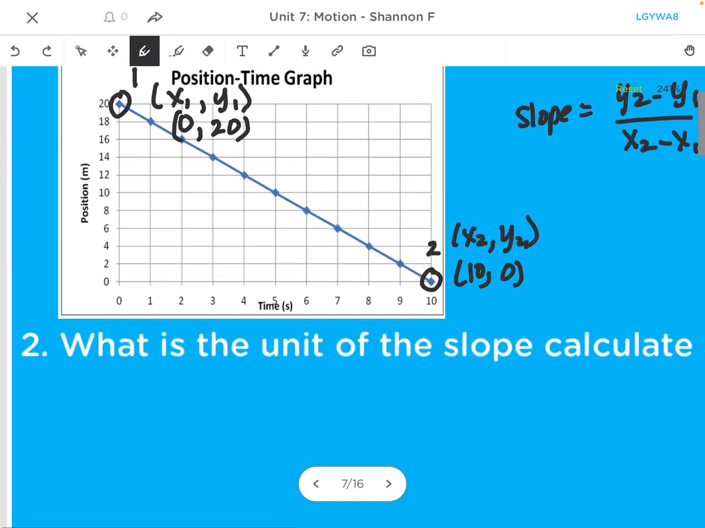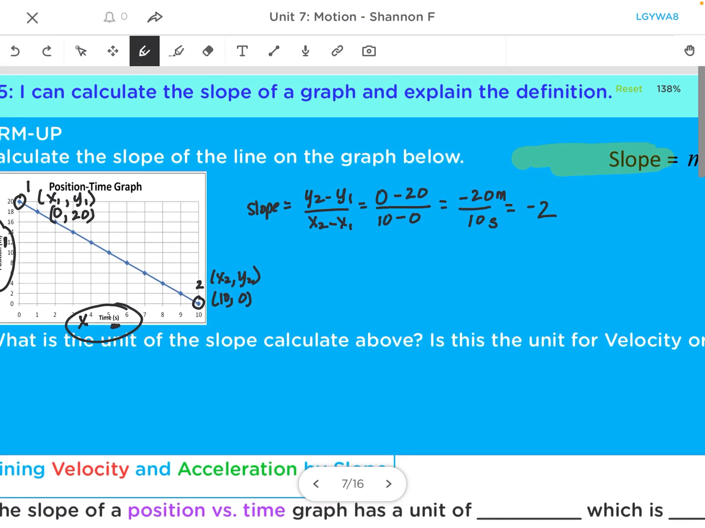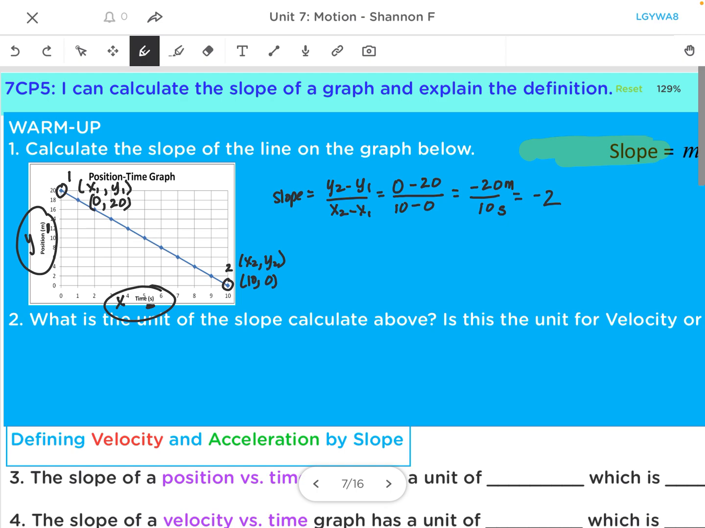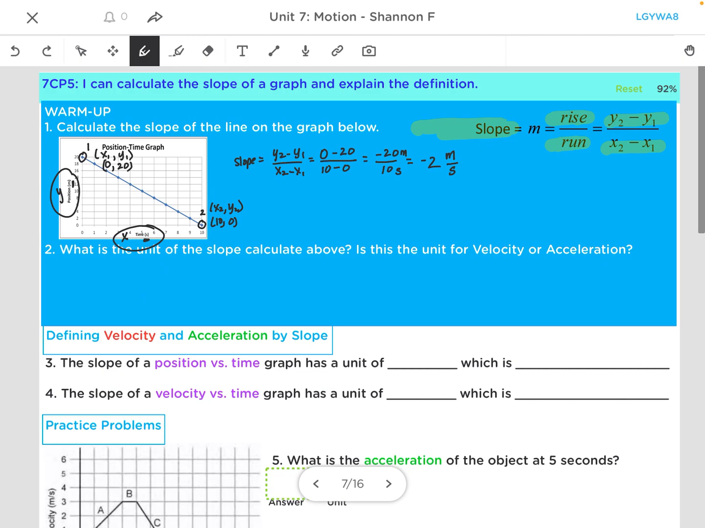Notice how this y-axis right here had units of meters. Notice how this x-axis right here had units of seconds. Well, when you take your y value of 20 meters and you divide it by your x value of 10 seconds, the units for your slope are going to be your y units of meters divided by your x units of seconds. So because slope is y over x, the units for your slope are your y units divided by your x units.